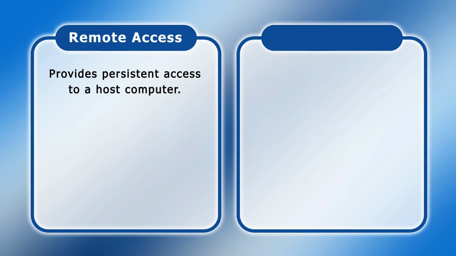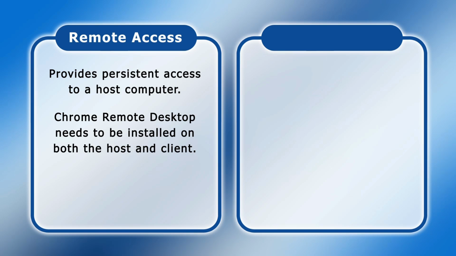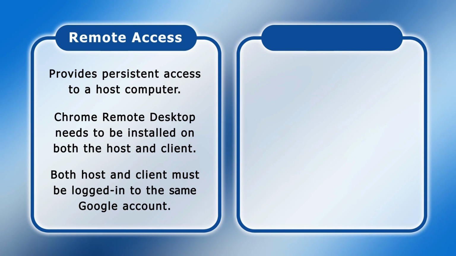As I've already noted, Chrome Remote Desktop can be used in two distinct ways. The first is called Remote Access and provides persistent access to a host computer. To use this option, Chrome Remote Desktop needs to be installed on both the host as well as on the client computer that is remotely accessing it. And both the host and the client need to be logged in to the same Google account. So, this provides a potentially useful way to obtain remote access to one of your own computers.